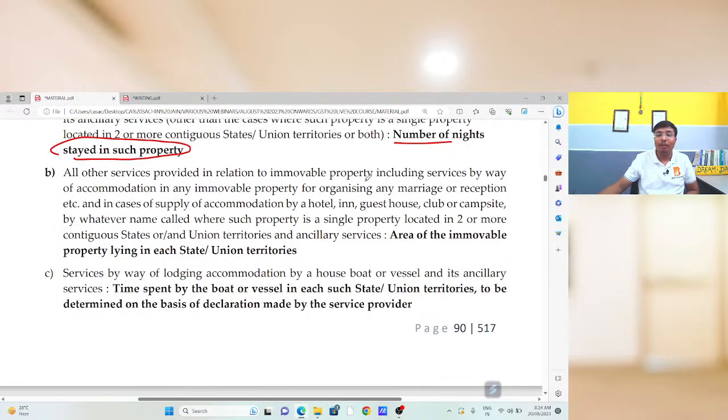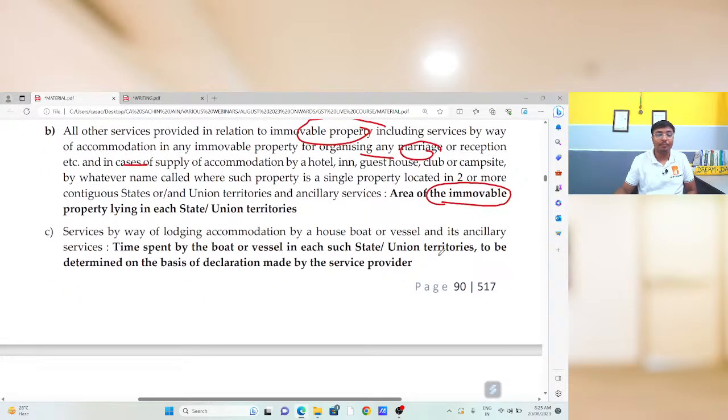Suppose in case of immobile property related to organizing any marriage or reception party, situated in different locations, in the ratio of the area, we are going to decide the place of supply. That means the place of supply will be decided according to the area of that particular immobile property lying in each state and union territory.